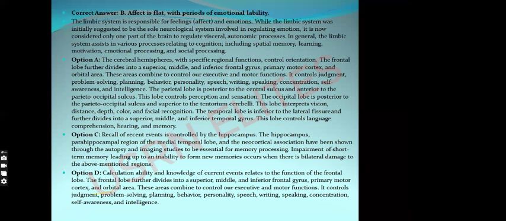Okay. So for those of us who are seeing this for the first time, the limbic system is responsible for feelings and emotions, as you see here. Okay. Can you go back to the question, please?